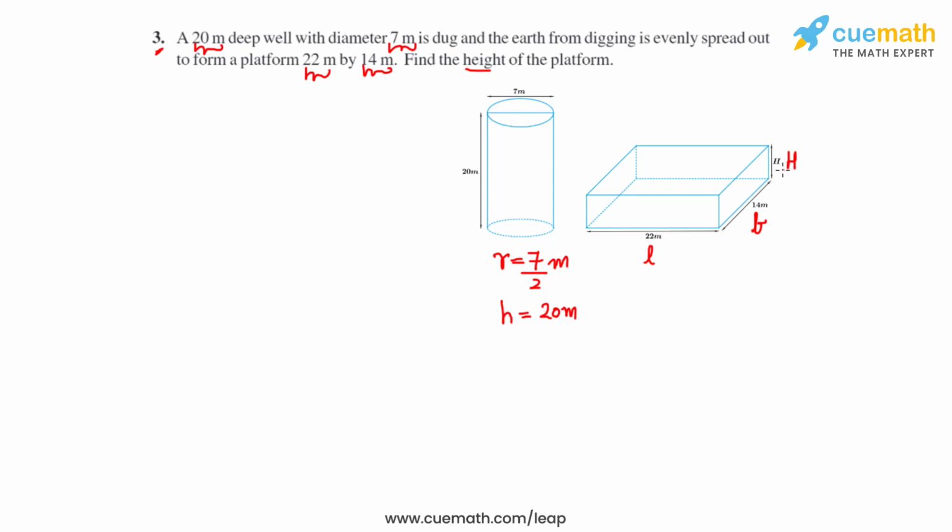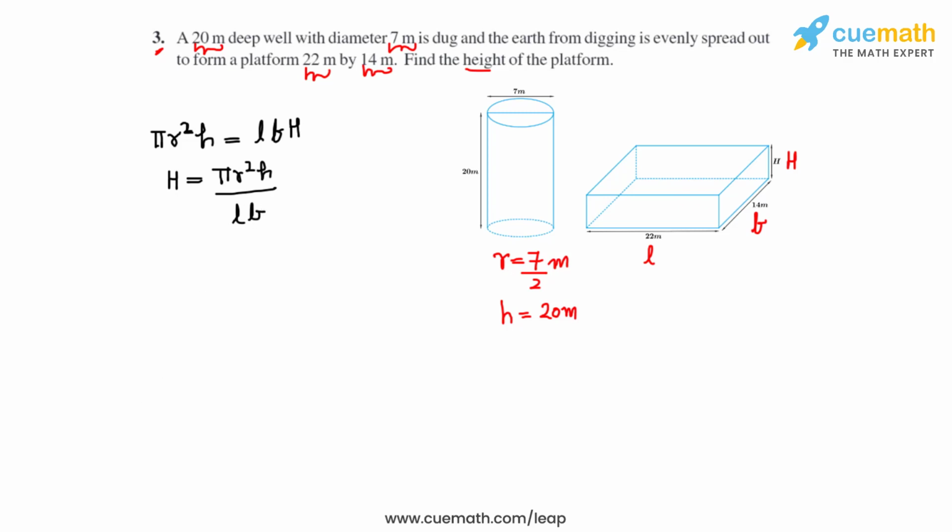So we know that the volume of the soil which is dug out from the well will be equal to the volume of the cylinder. With this information, we can write that the volume of the cylinder, which is given by the formula pi r square h, will be equal to the volume of the cuboidal platform, which is L times B times capital H. By rearranging, we get capital H equal to pi r square h divided by LB.